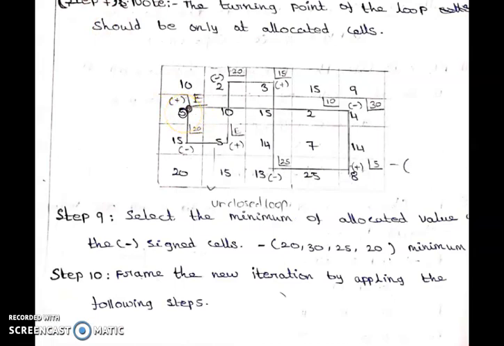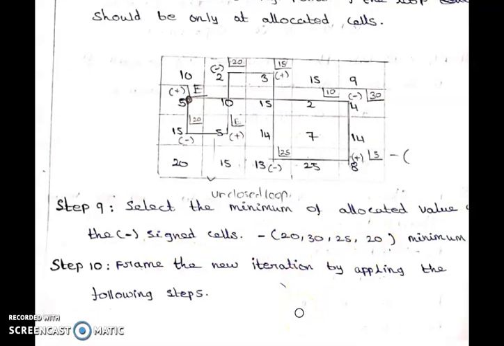Here is the starting point, and then we go through these allocations. This is an allocation point, this is an allocation point, and so on. Finally, I close the loop here. So first we start with plus, minus, plus, minus. Among these, we select the minimum allocation value among the minus signs. The minus signs have 20, 30, 25. 20 is the minimum value.